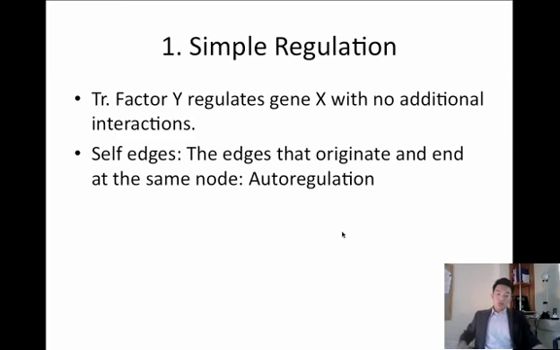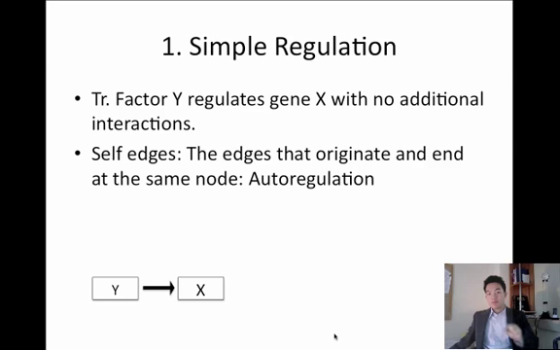Right. So now, the term simple regulation is self-explanatory. It means that the regulation is really simple, wherein one transcription factor, Y, regulates the gene X or the operon X, and there should be no additional interactions. Which means that protein Y regulates gene X, period.